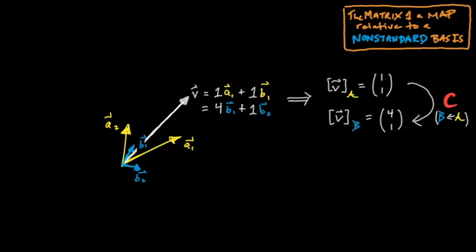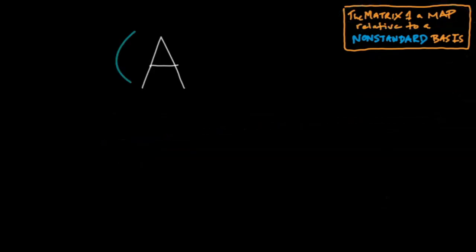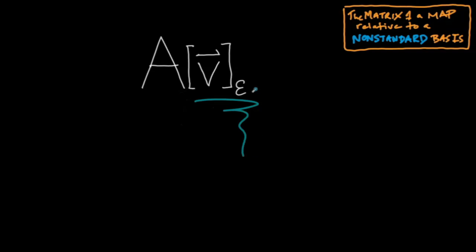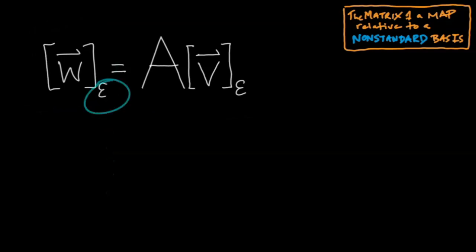Because today we will be talking about what the matrix of a linear map looks like relative to a non-standard basis. Up to this point, whenever we have talked about the matrix of a linear map, we have always assumed that any vector we feed into that matrix is represented by its standard coordinates, and that the vector that emerges as the output is also given in standard coordinates.